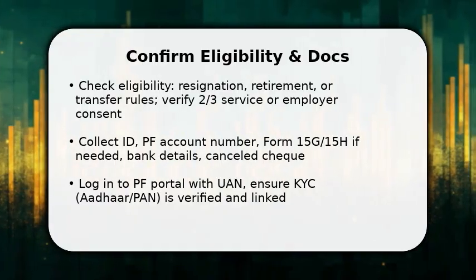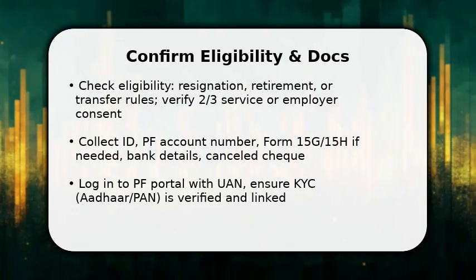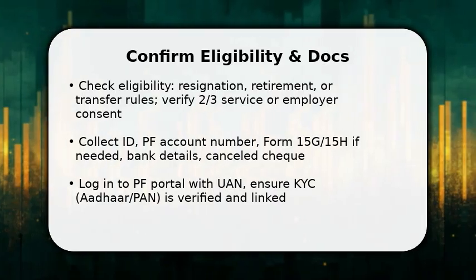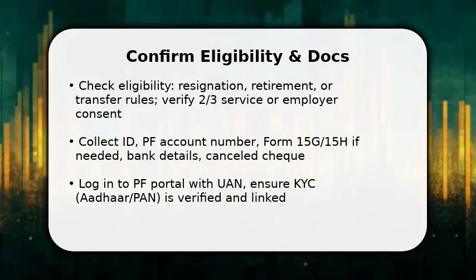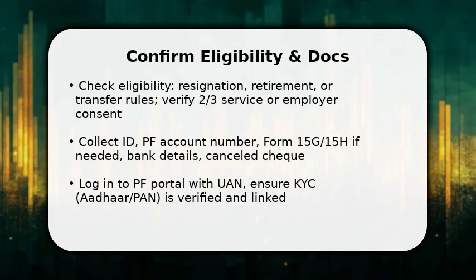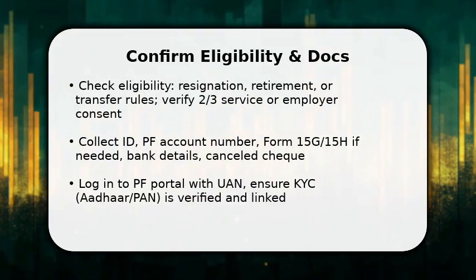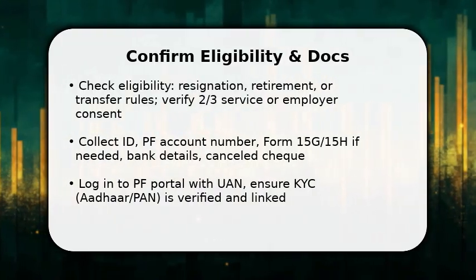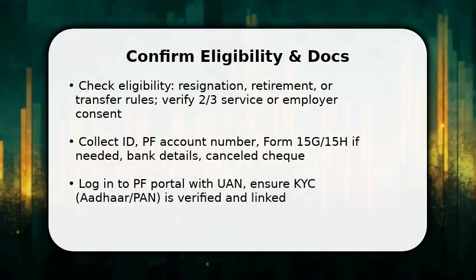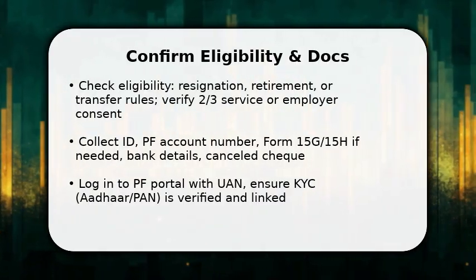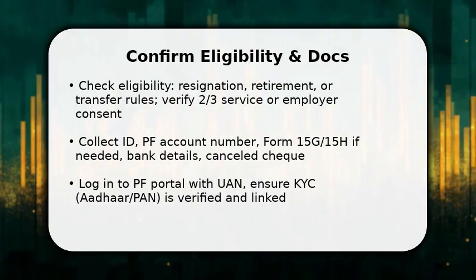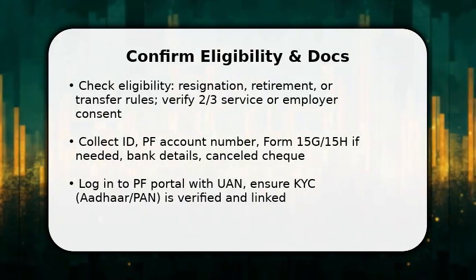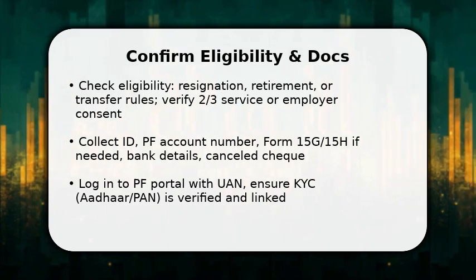You start by confirming eligibility and assembling documents. This prevents rejections. Check whether you meet resignation, retirement, or transfer criteria, and whether employer approval is required. Next, collect your UAN-linked ID, PF account number, a canceled check, and any tax forms like Form 15G. Once done, log into the PF portal and verify that Aadhaar and PAN are KYC verified and linked. This reduces verification delays and lets you submit withdrawal requests immediately.